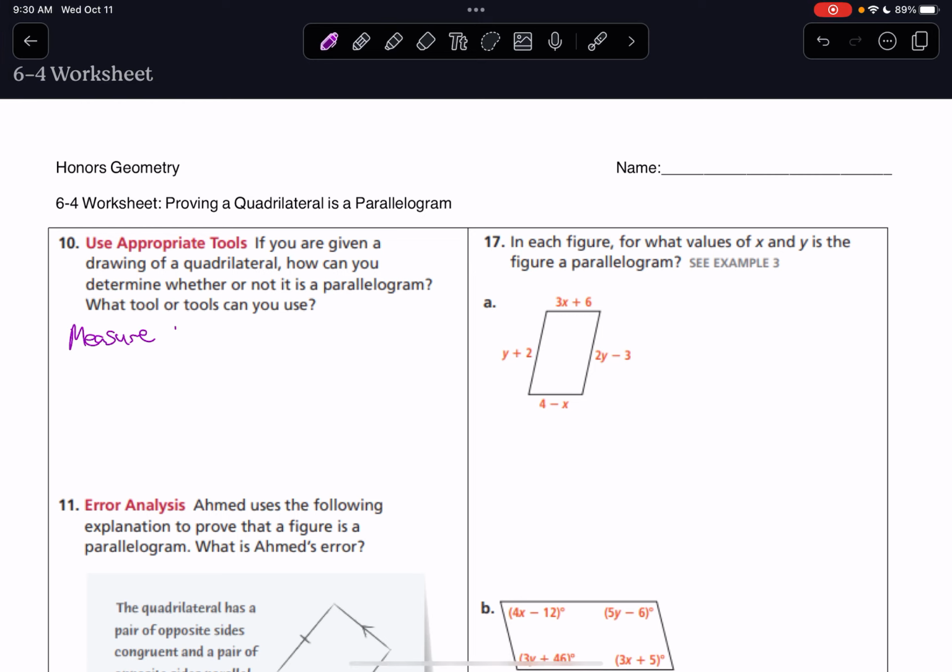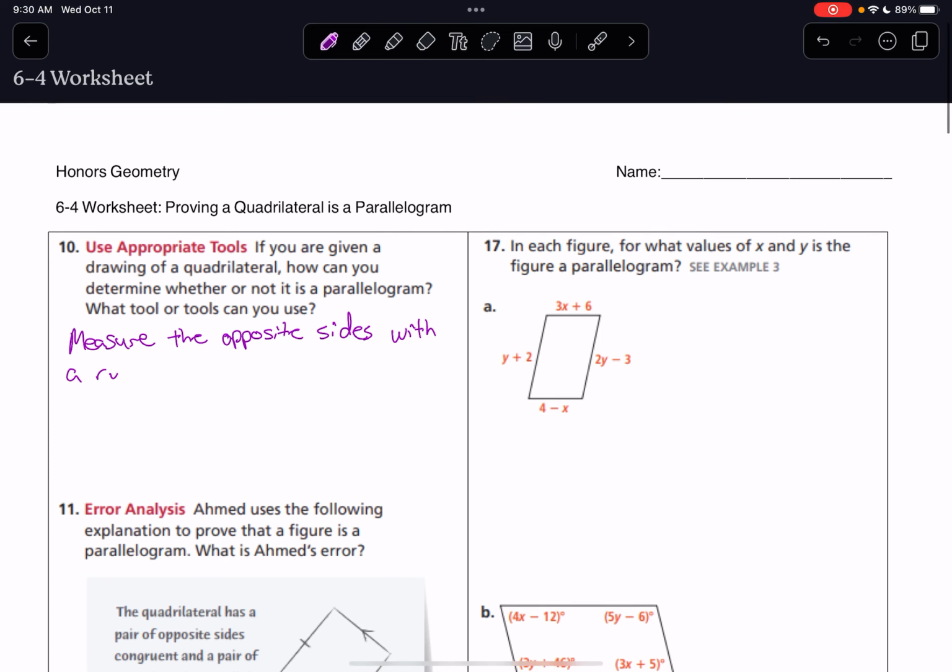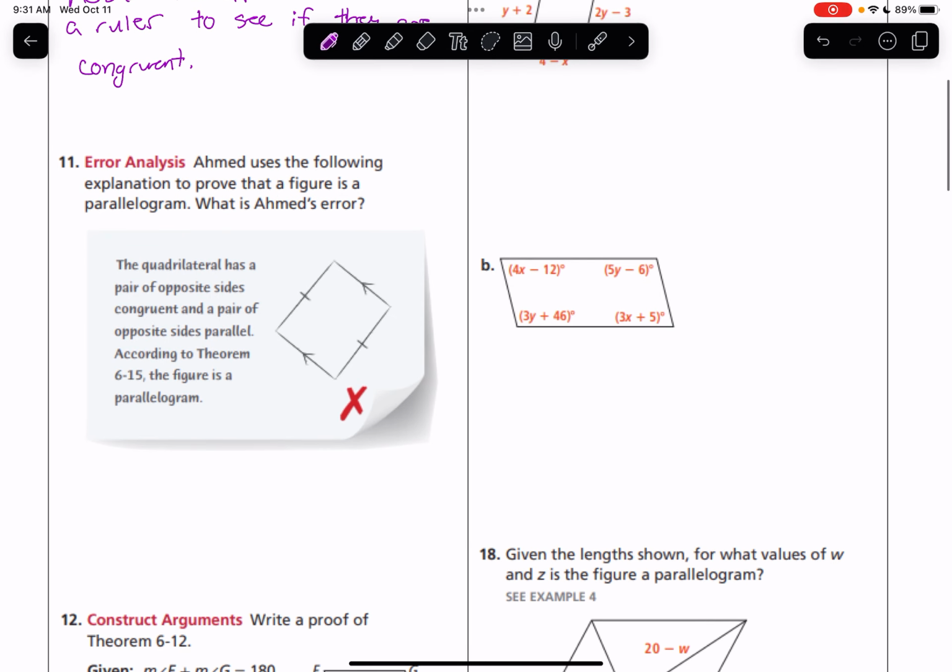Measure the opposite sides with a ruler to see if they are congruent. You could also measure the angles with a protractor to see if the opposite angles are congruent or if the adjacent angles are supplementary. Ahmed uses the following explanation to prove that the figure is a parallelogram.